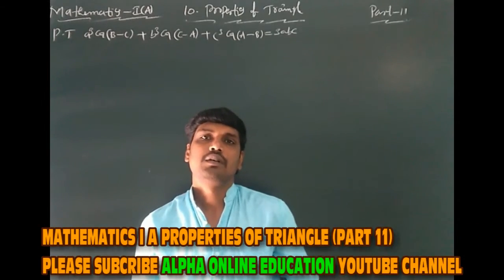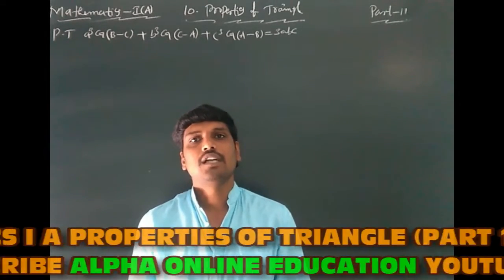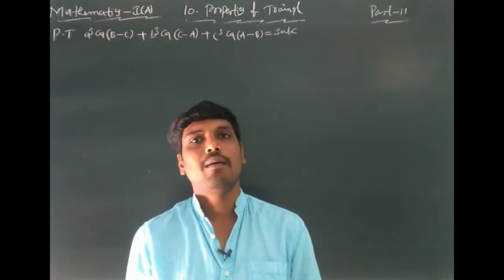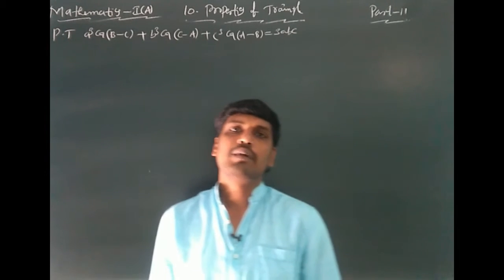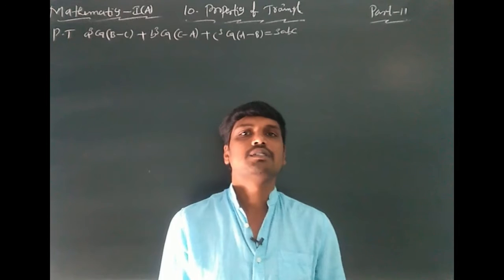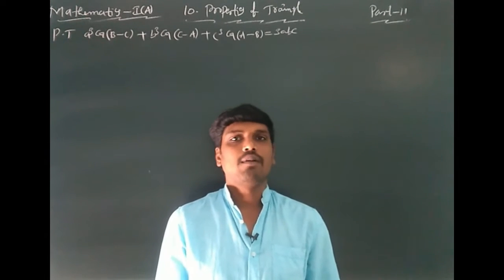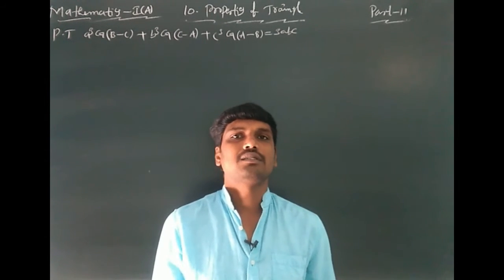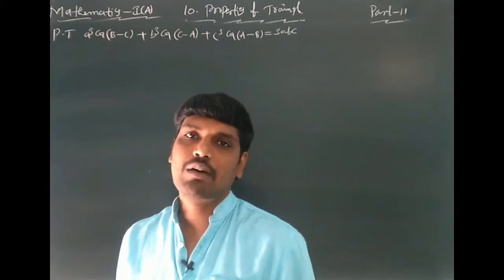10th chapter, Properties of Triangles. This chapter belongs to Mathematics 1A, part 11. The last part is completed, including the 7 marks problems. The 4 marks problems are also completed. Today in class, we will explain an example 7 marks problem.